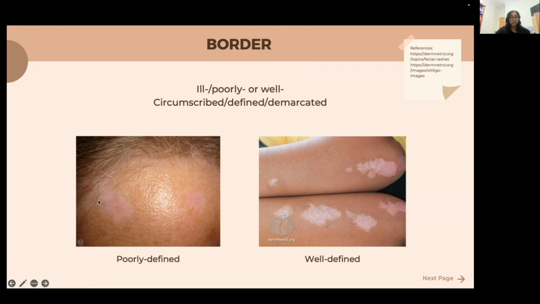Here we can see that it's difficult to determine where the lesion ends in comparison to the surrounding skin. Whereas here, in this image of someone with vitiligo, you can very clearly see where the edge of the border is on the lesions.